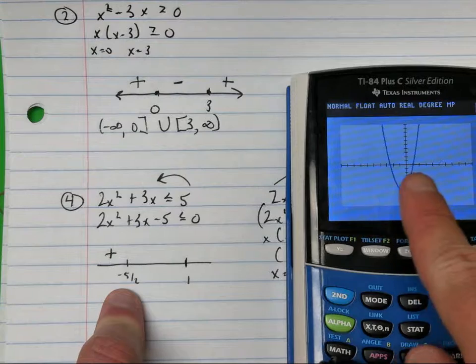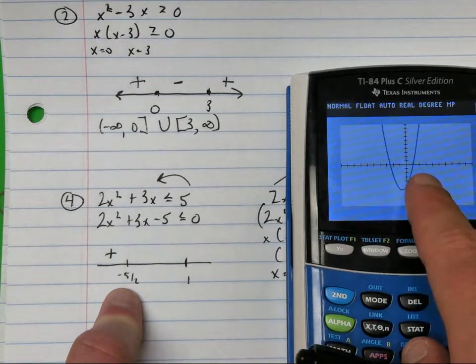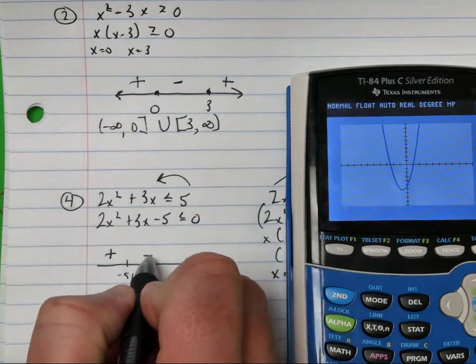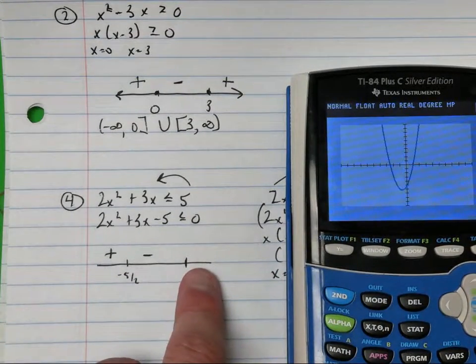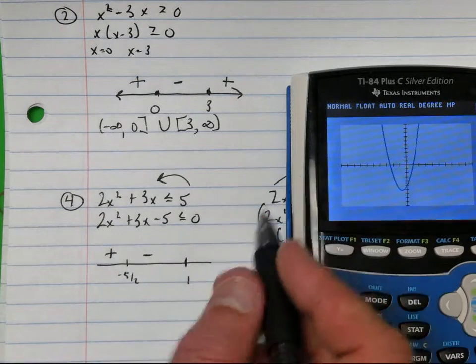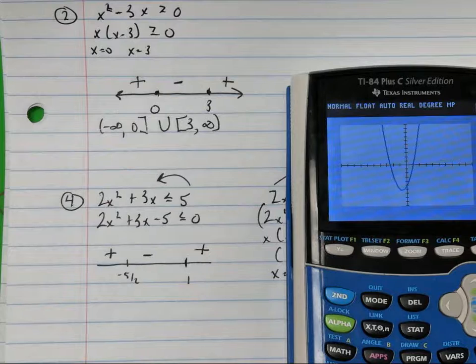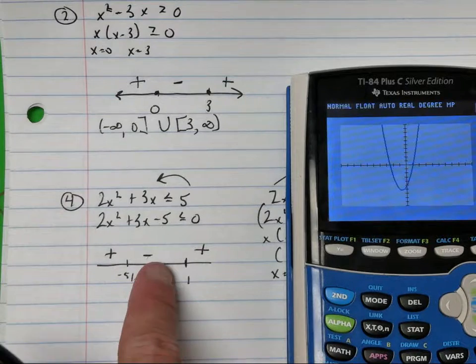From negative 5 halves to 1, it dips below the line. That is negative. From 1 on, my y values are positive, so that's going to give you positive values over here. Now the problem is we want the values less than or equal to 0, so that means negative numbers. So it's going to be this interval right here.